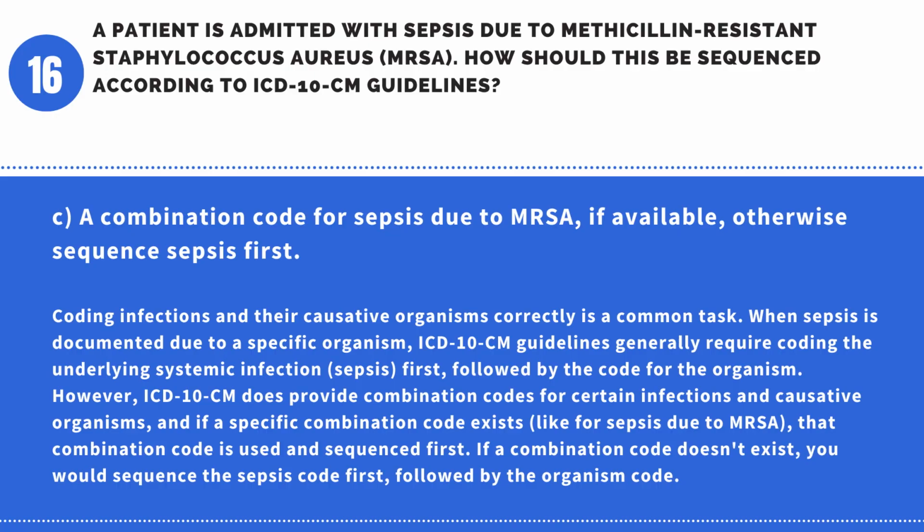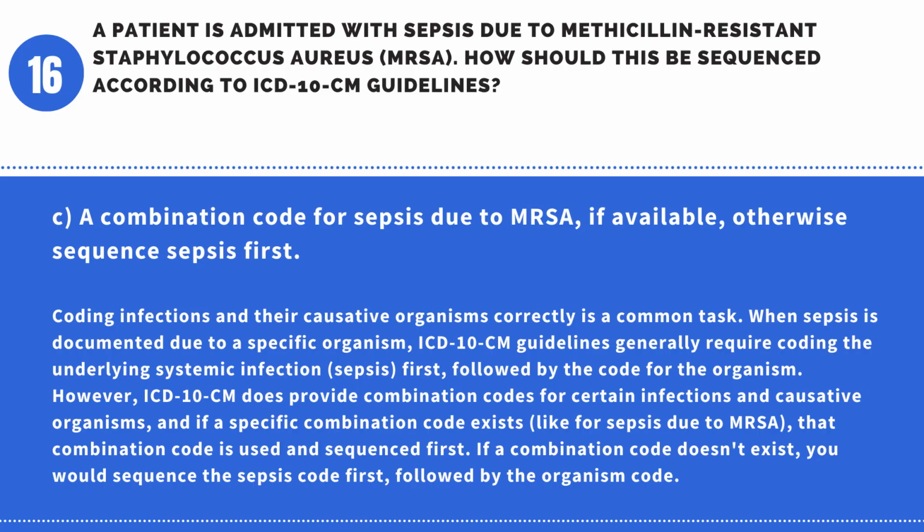Answer: C. A combination code for sepsis due to MRSA, if available, otherwise sequence sepsis first. Coding infections and their causative organisms correctly is a common task. When sepsis is documented due to a specific organism, ICD-10-CM guidelines generally require coding the underlying systemic infection, sepsis, first, followed by the code for the organism.